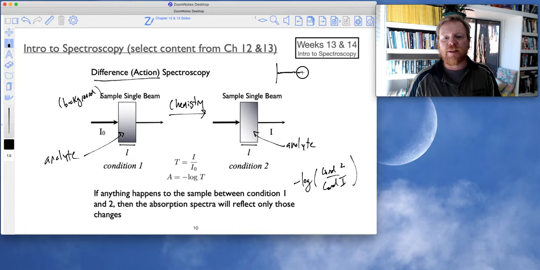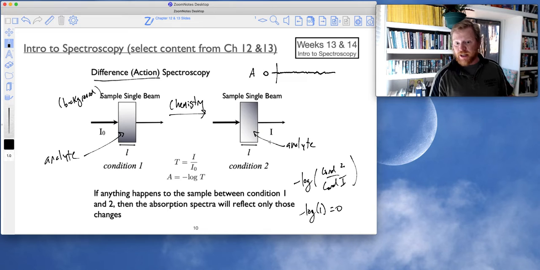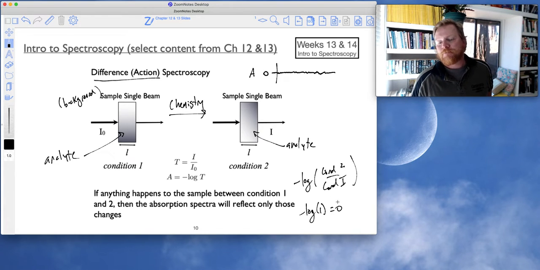And I'm going to draw it with some noise, because it won't be a perfectly blank line. There'll be some noise. And I'll say that that blank line will occur exactly at 0 absorbance, because the negative log of 1 equals 0. So if these two spectra are identical, then ratioing them won't reveal any changes took place. And so we'll say this is absorbance, and we'll say this is wavelength.